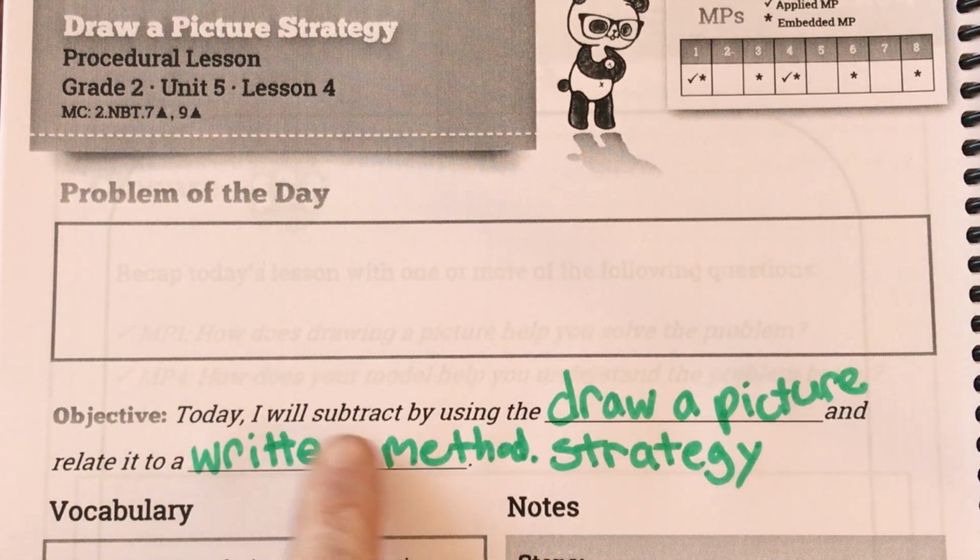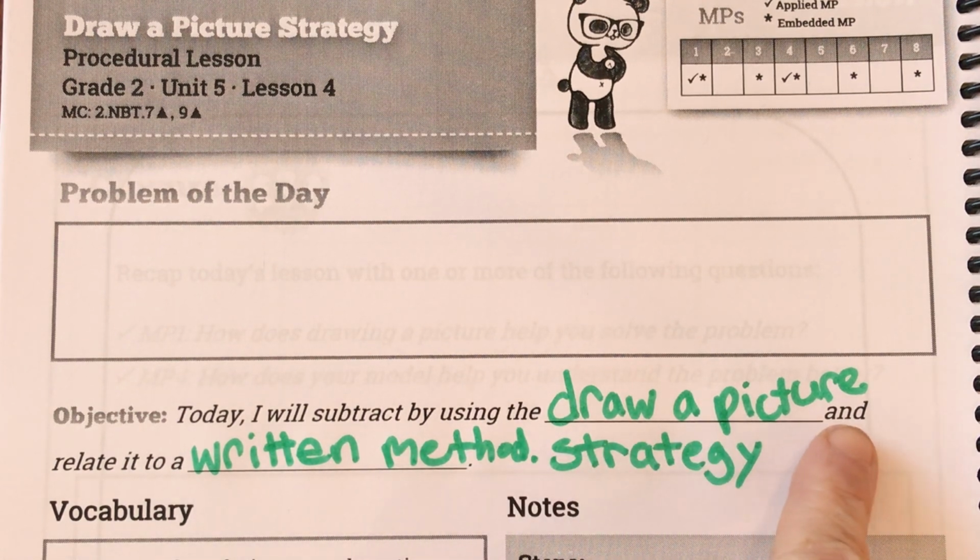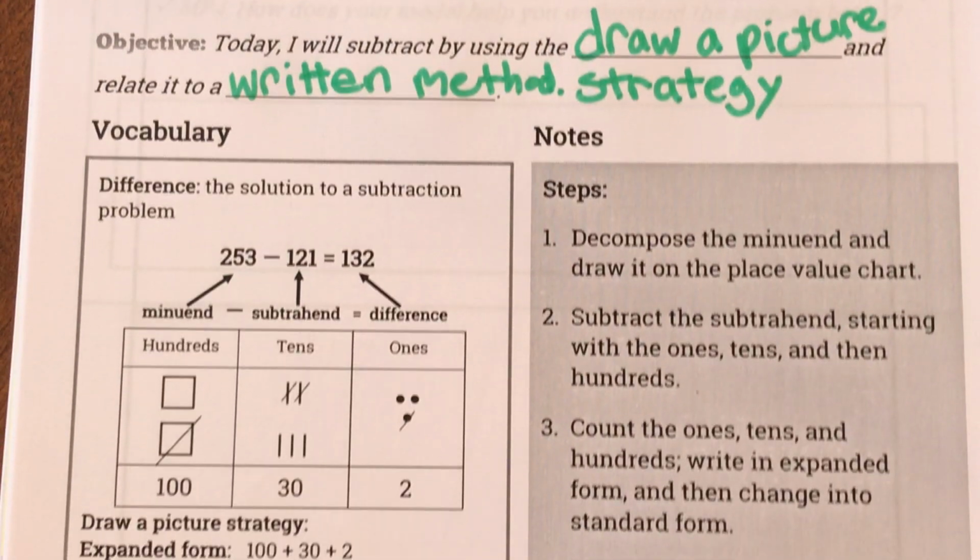Okay, it says, today I will subtract by using the draw a picture strategy and relate it to a written method. So when they talk about draw a picture strategy, that's when we're going to be using our base 10 blocks. Okay, and then when we relate it to a written method, we're going to look at something called working form. Okay, so that's what we're going to be doing. All right, let's look at our vocabulary today.